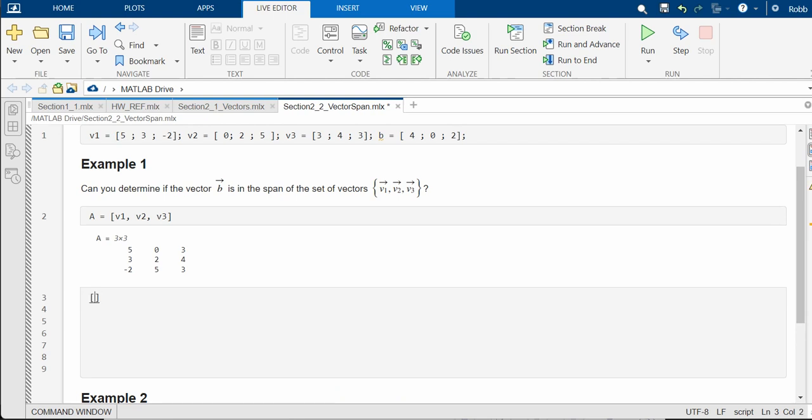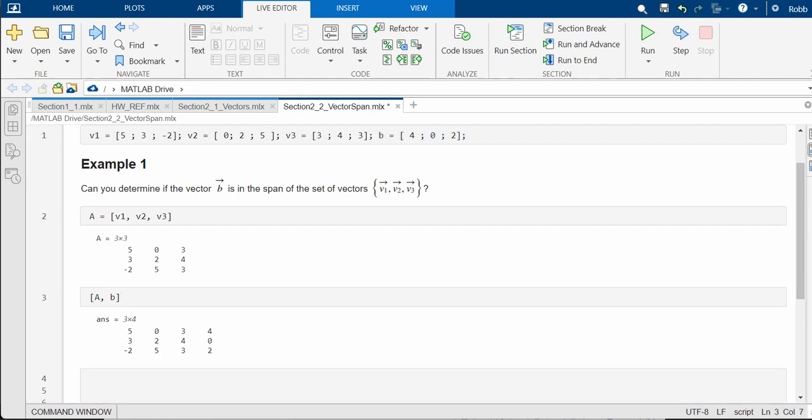Watch this. I can do A comma B, right? It's going to grab this column vector B, and it's going to augment it with A. And there you go. So you see we still have the exact same situation. The first 3 columns of A are vectors V1, V2, and V3, and now the 4th column is the vector B. So we're asking, is B in the span of the set of vectors? Well, think about what this means. When we row reduce this matrix here, what are we doing?